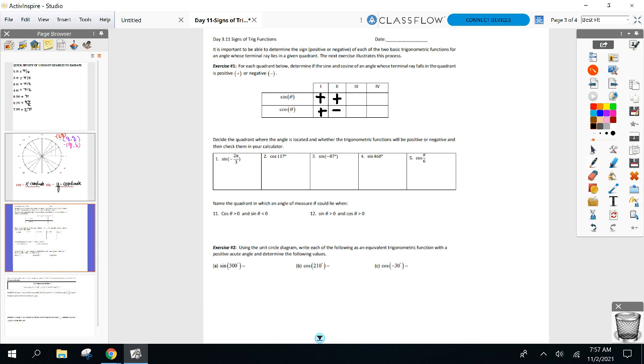Everyone move your mind to the third. What do you know about x and y in the third? The x's are negative, and the y's are negative. So what do I know about sine and cosine in the third? Both negative. Yes, they'll always be negative in the third quadrant.